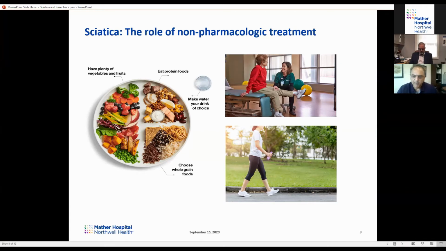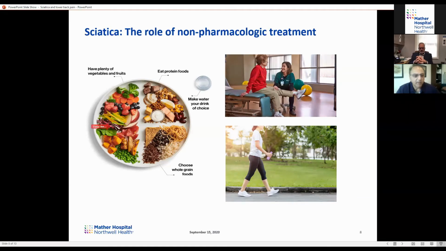So on the bottom right-hand picture, you can see that this particular person is walking, and sometimes that's really all you need to do, just walk, maybe carry a water bottle, use that as your weight, and that helps to develop lower extremity strength, it helps to develop back strength, but also your diet.